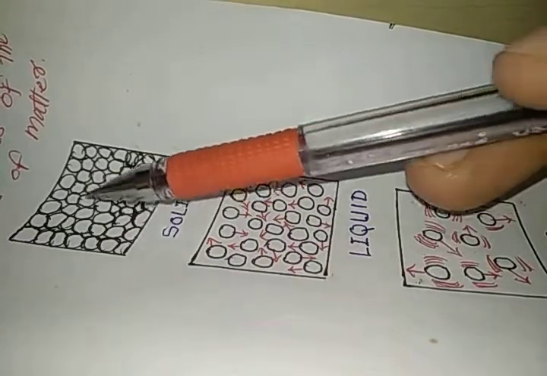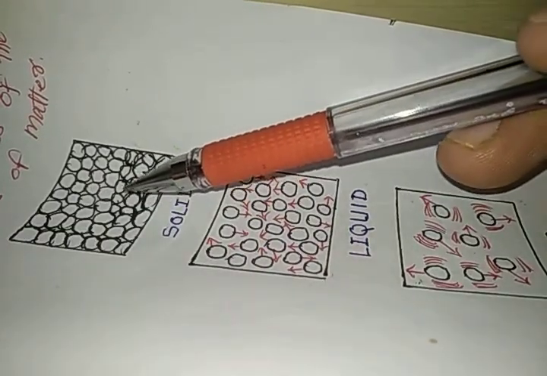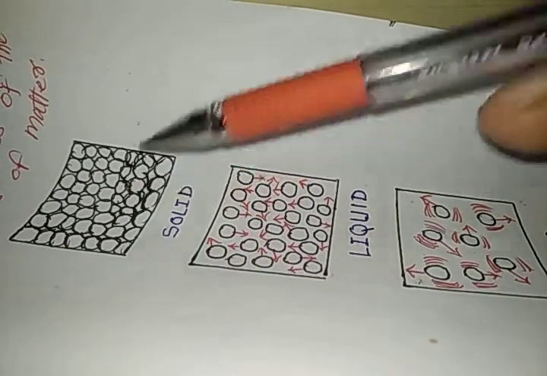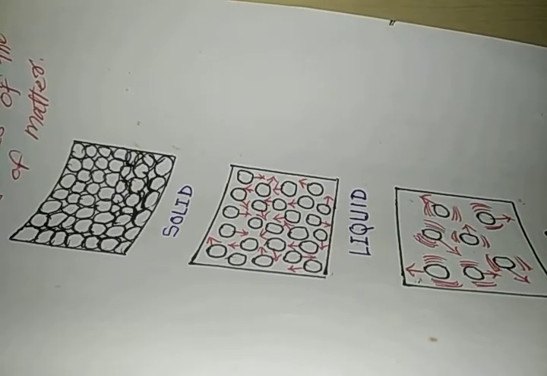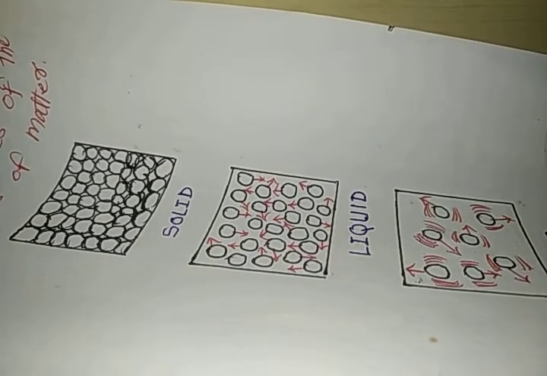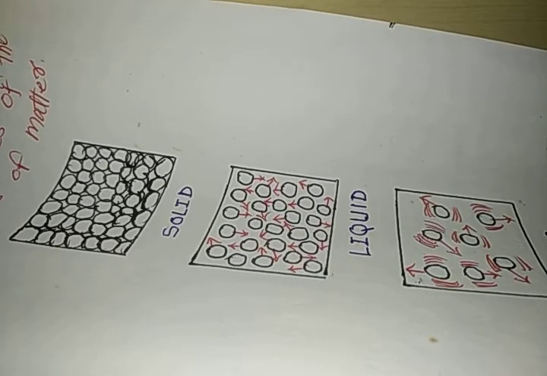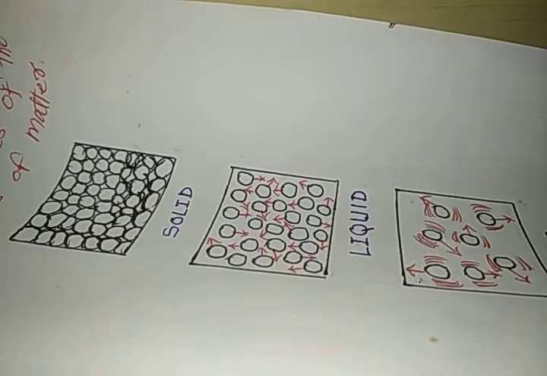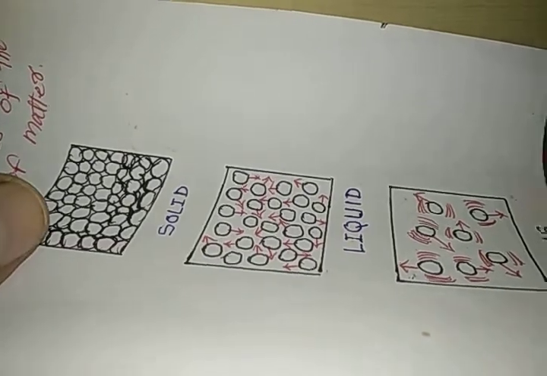The gap between the particles is almost zero, and they are very closely packed, and they do not have an interparticle gap, but they have a very strong interparticle force of attraction, and that is why they do not flow, and they cannot be compressed. They have definite boundaries, and this is how we can understand a solid.